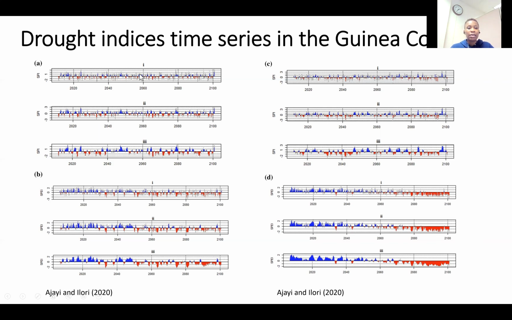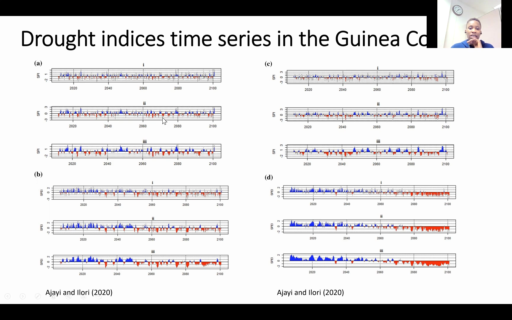So we can say 3 months can be likened to the meteorological drought, 6 months can be likened to the agricultural drought, and the 12 months can be likened to the hydrological drought. Since these different categorizations of droughts are based on time scales, the meteorological drought takes a relatively shorter period of time compared to the agricultural and the hydrological drought.